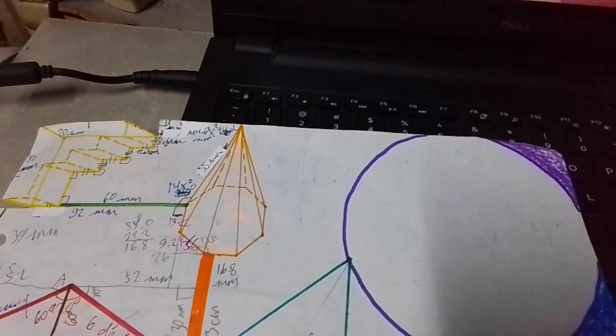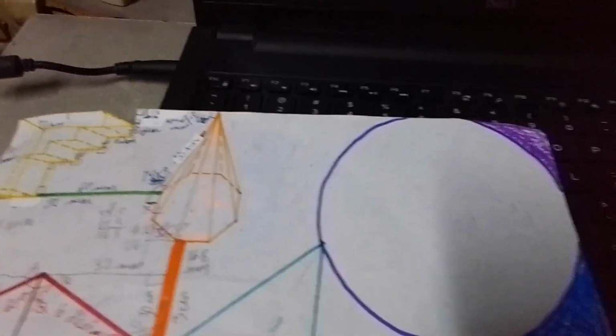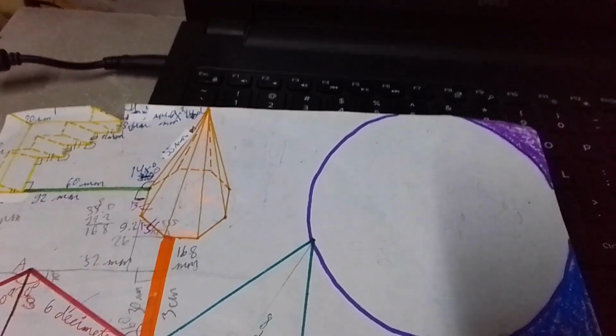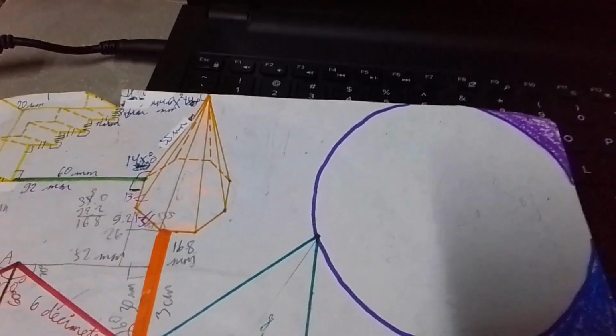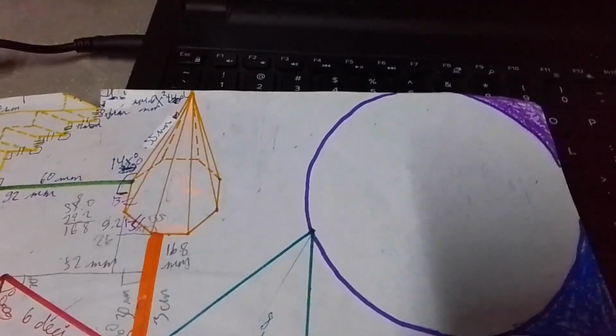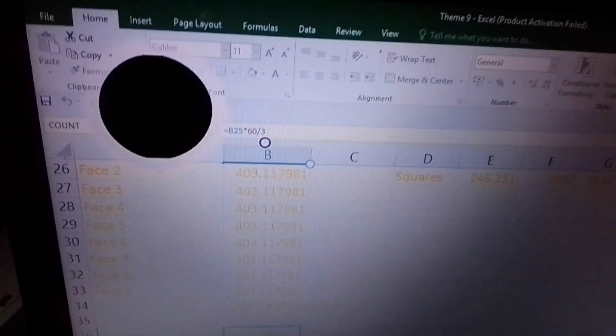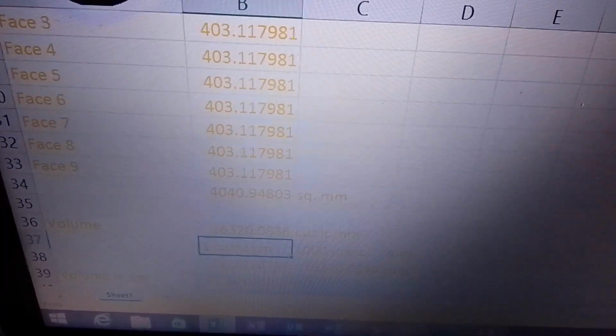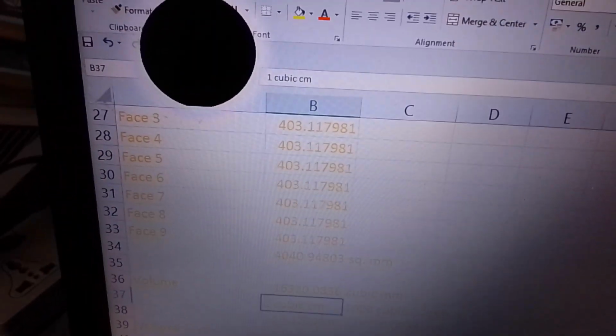Last but not least, before we wrap this up, I want to show you how to solve for the volume of the octagonal pyramid. To solve for the volume of the octagonal pyramid, it's very easy. Remember the area of the base that we got a while ago? You're gonna have to multiply it with the height and then divide it by 3. Madali lang yan. And therefore, the answer is this. We have the base, which is here. Then times 60, which is the height. Then divide by 3, or times 20, to give you 16,320.0836 cubic millimeters.